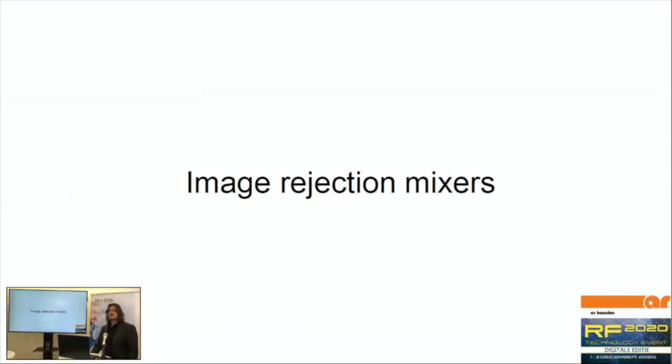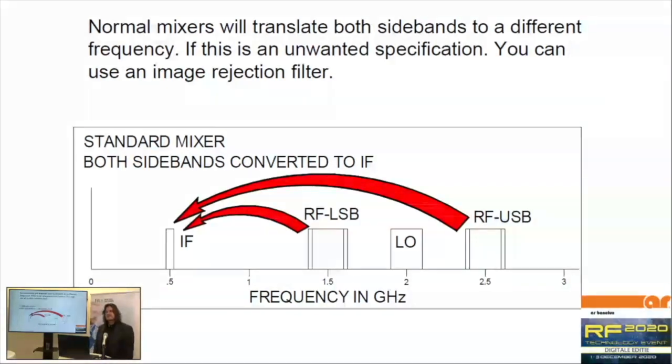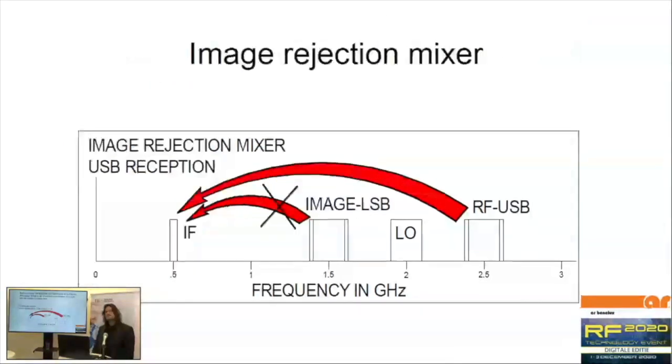Image rejection mixers. Now we get into a different field. So a slightly different setup, slightly different way of working. Normal mixers, a little bit of the background. Normally, if you have an LO and you have your RF, you could represent it like this with a lower sideband and an upper sideband. And if you then mix that frequency down with your LO to your IF, you will get both of them in your IF signal. So your lower sideband and your upper sideband will both be there.